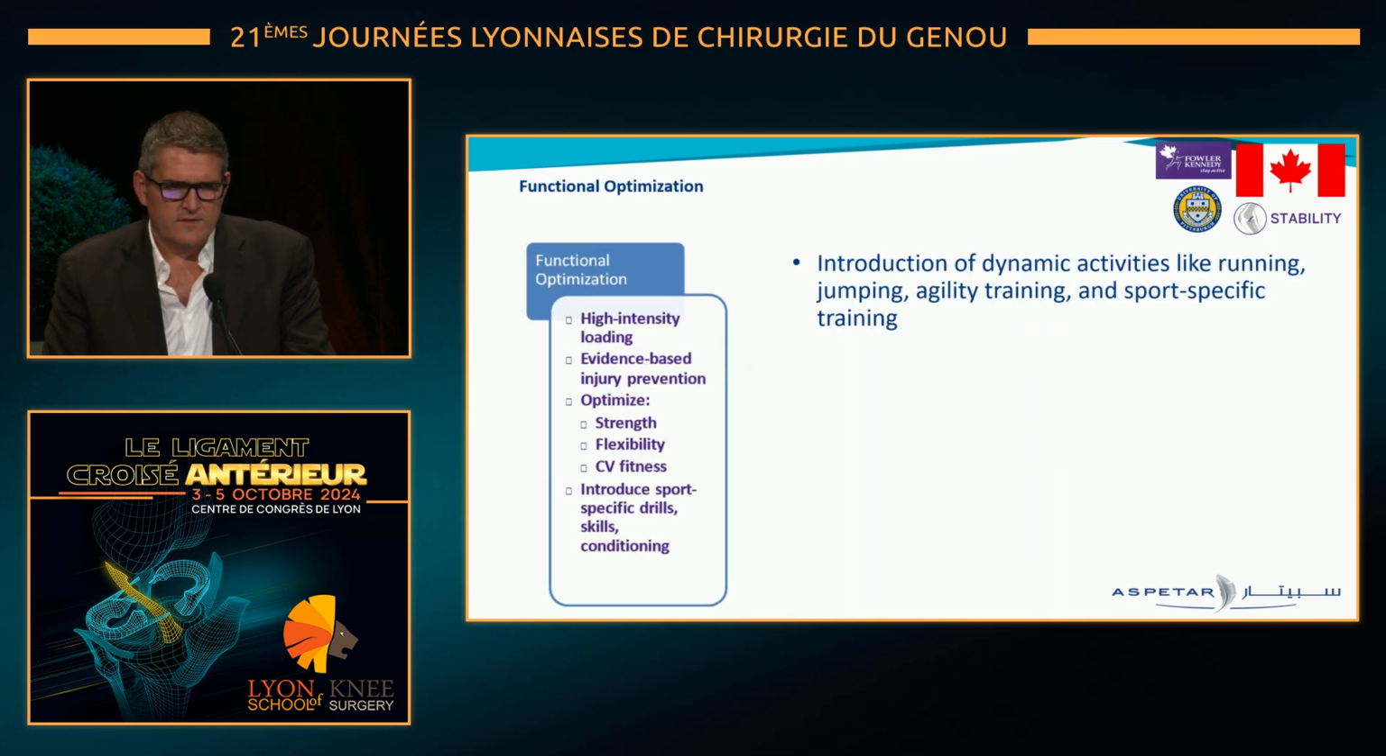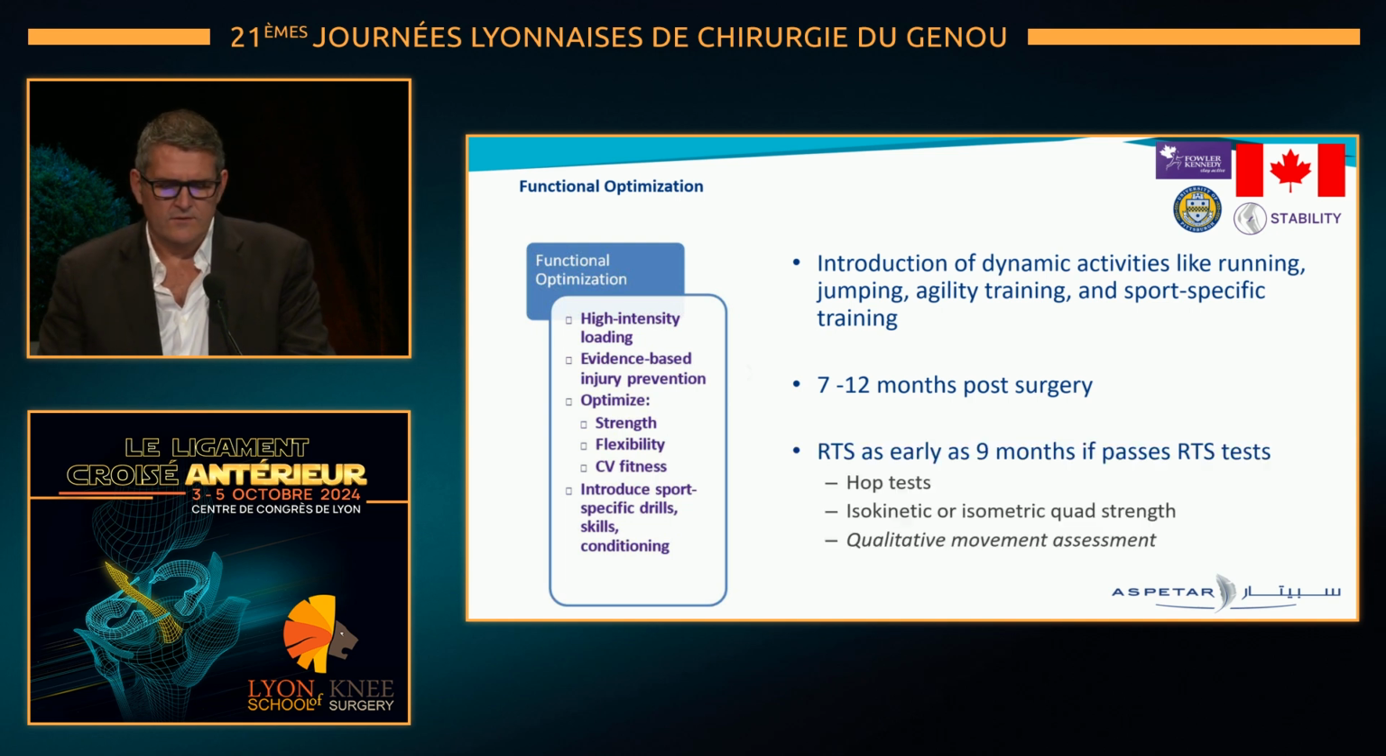And then you get into the functional optimization phase, where introduction of dynamic activities such as running, jumping, agility training, and of course sport-specific training. And that's going to last anything from 7 to 12 months. And it's going to be very different for pro athletes versus recreational athletes, so people who have a normal job and maybe can't devote so much time to their rehabilitation. So you have to be able to be flexible with that.